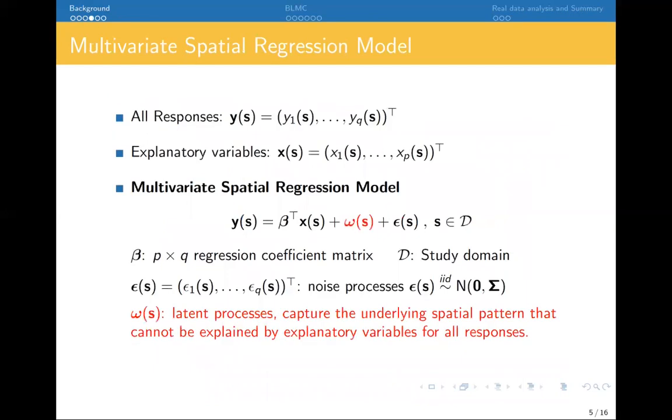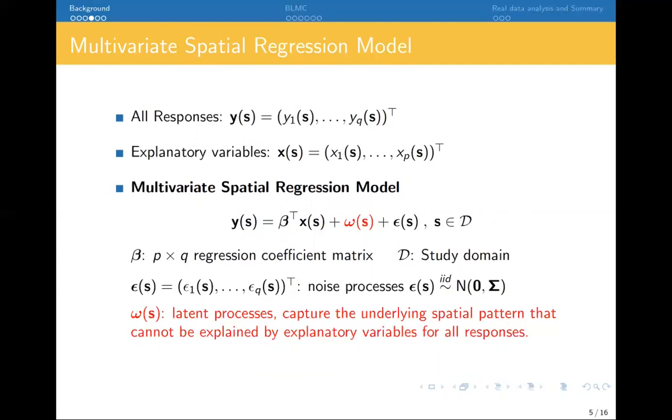We want to fit a multivariate spatial regression model. Here we denote all responses on location s by Y(s) and the corresponding explanatory variables by X(s). Then the multivariate spatial regression model models the response vector by a linear combination of explanatory variables plus omega(s), the latent process, and epsilon(s), the noise process. We assume epsilon(s) is IID across different locations, and the latent process here can capture the underlying spatial pattern that cannot be explained by explanatory variables for all responses.